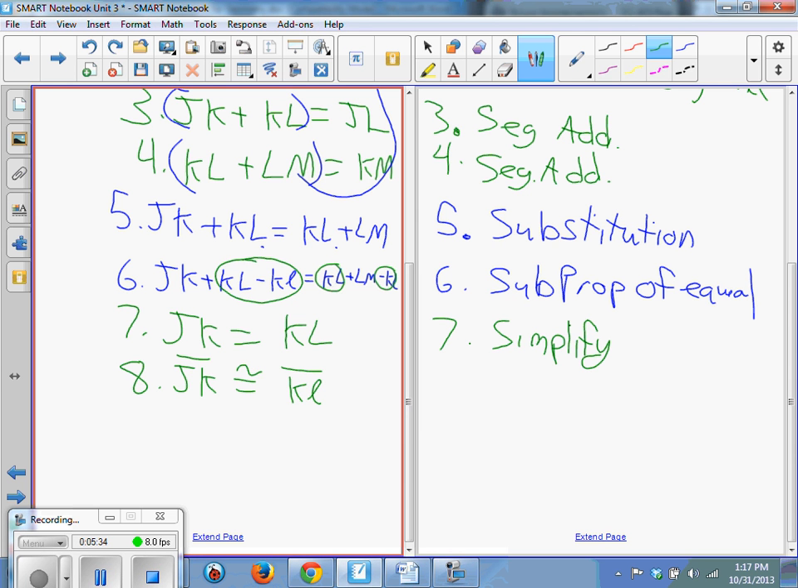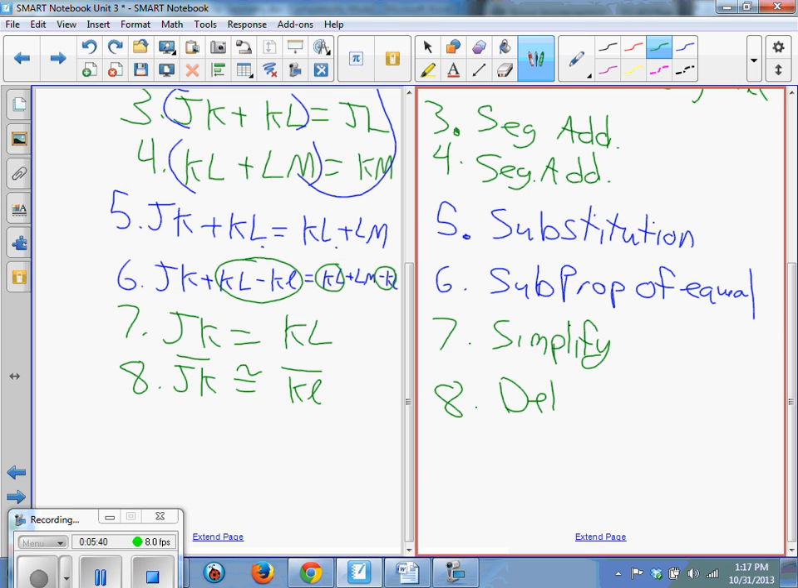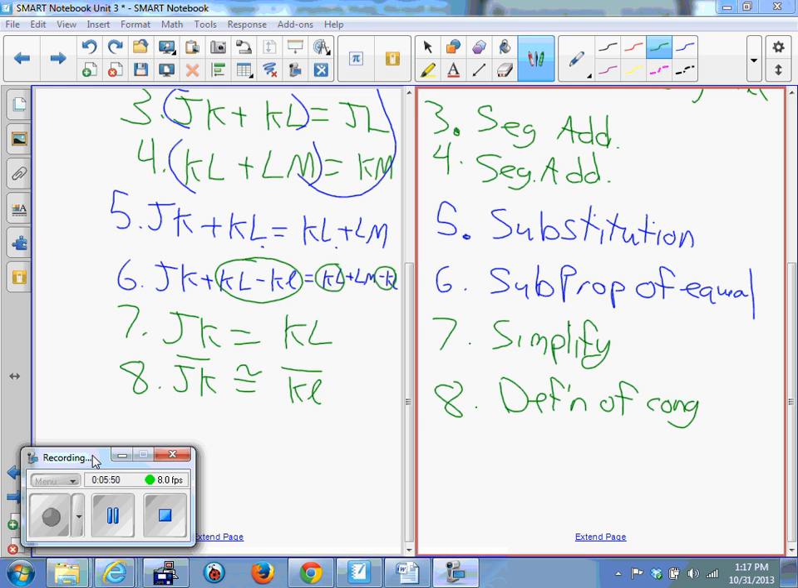All right, that is our basic proof for today. Number 8 is definition of congruence. That's the reason for number 8. That is one proof, and let's see, we'll do another one here coming up later.